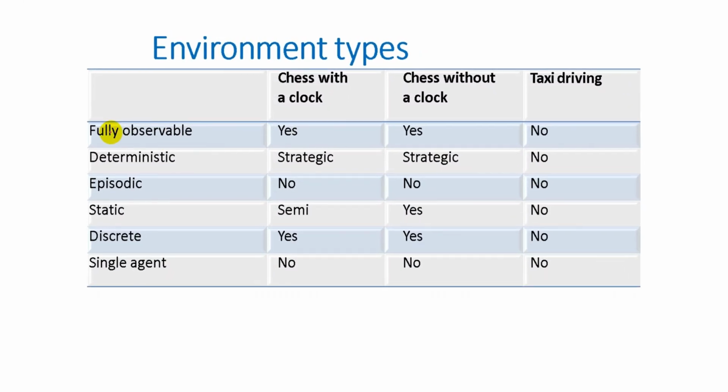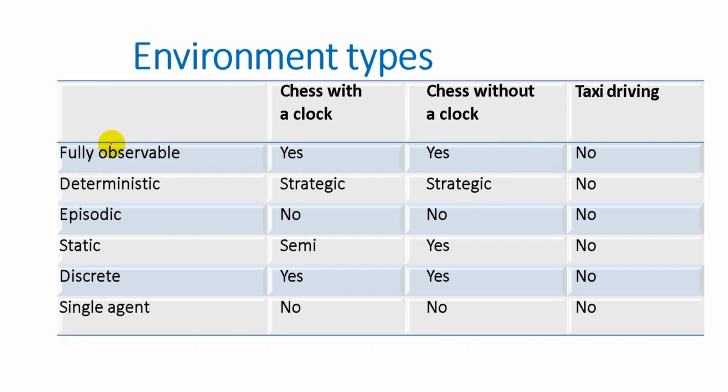Let's summarize these environment types: fully observable, deterministic, episodic, static, dynamic, discrete, single agent, multi agent, partially observable, strategic. For example, take chess with a clock, chess without a clock, as well as taxi driving. Coming to single agent, chess with a clock cannot be, since we just need 60 chess pieces in one table. Chess without a clock is the same, no single agent, and taxi driving likewise. We just put them in numbers, like 60, and so on.